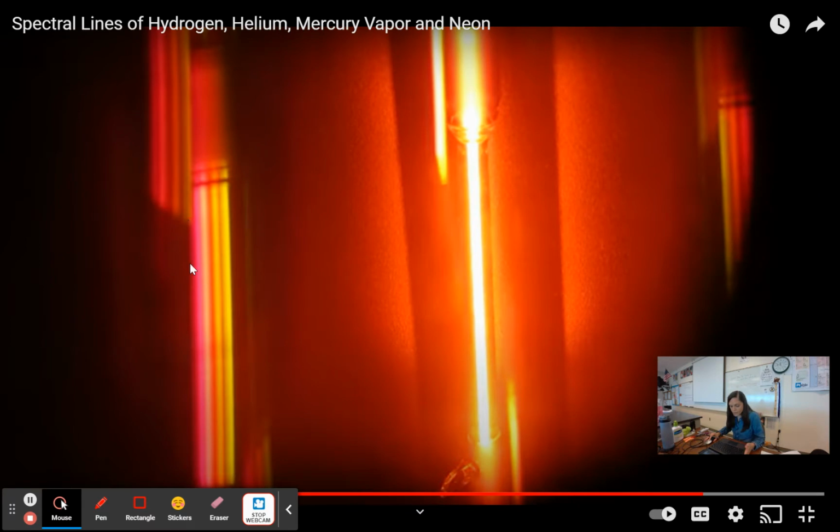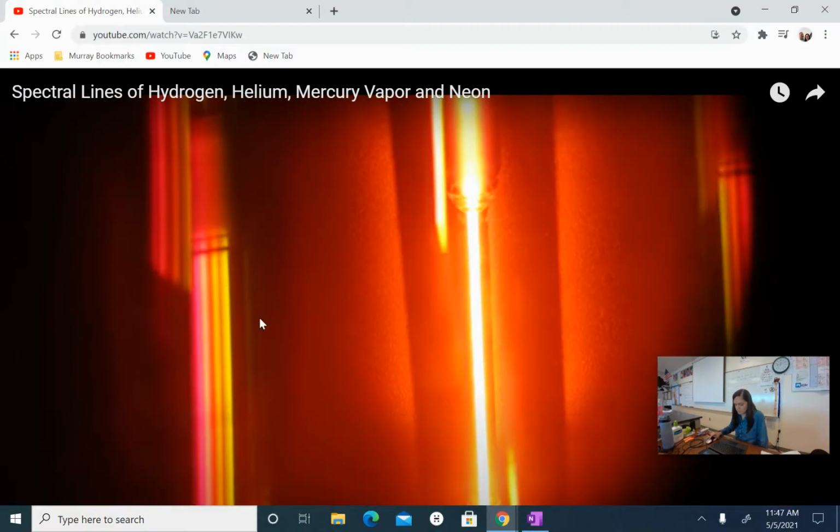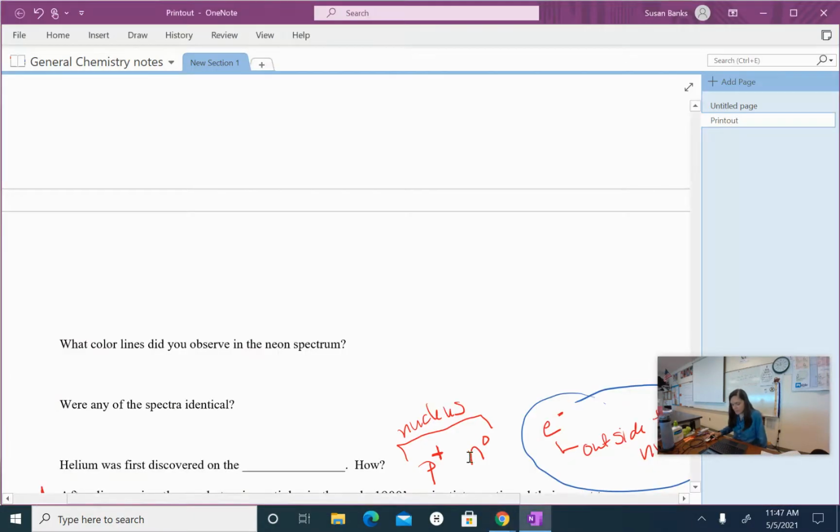We get a red line, two orange lines, and kind of a yellow line. So that's why neon looks so orange when we look at neon signs, because it's all these warm colors. So we get red and some orange and some yellow. Okay, so let's put that in our notes.